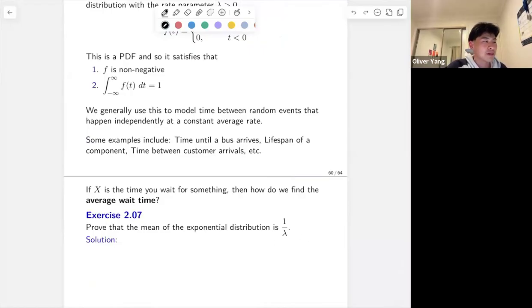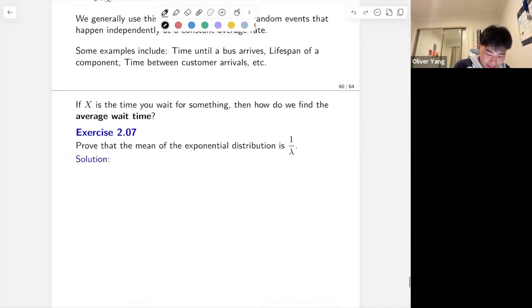Stock standard proof, because we know that the mean is 1 over lambda. But how do we get there? So does anyone want to have a go? Integrate to infinity. Okay, what are your bounds though?